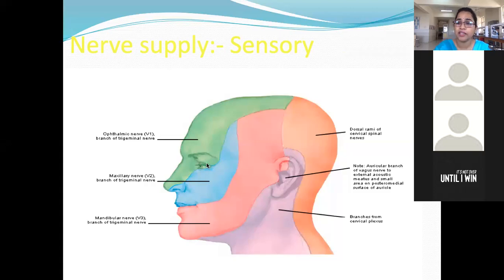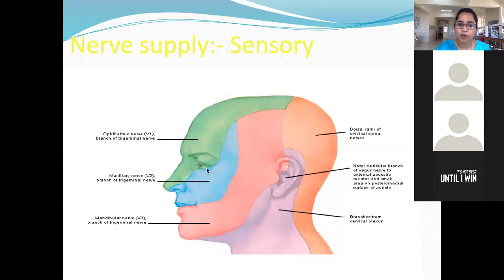Later, we will study how this ophthalmic nerve is coming into the orbit and then giving off all these five branches. Later, we will study. Right now, just understand what are the names of these branches. Okay? Once again, I'm repeating: supratrochlear, supraorbital, lacrimal, infratrochlear, and external nasal or dorsal nasal. Okay, so these are the five branches of ophthalmic division of trigeminal nerve.